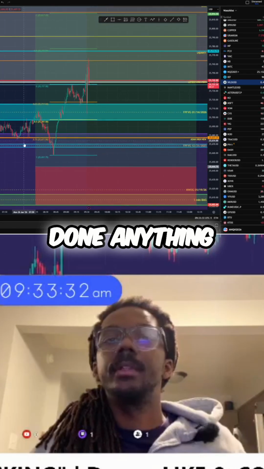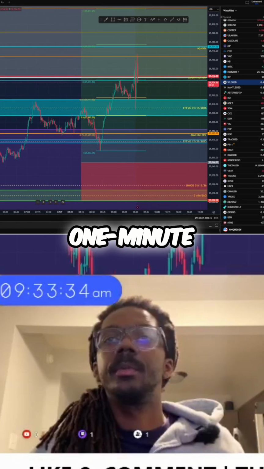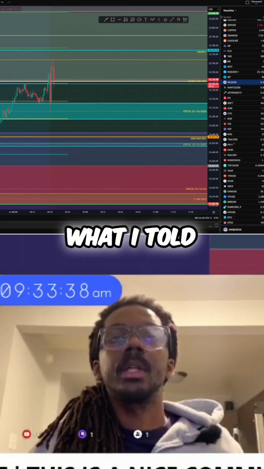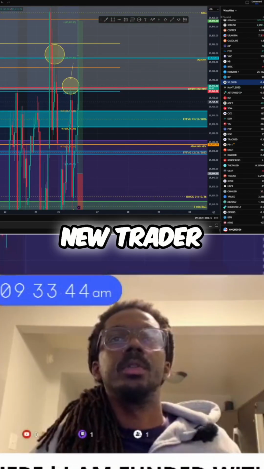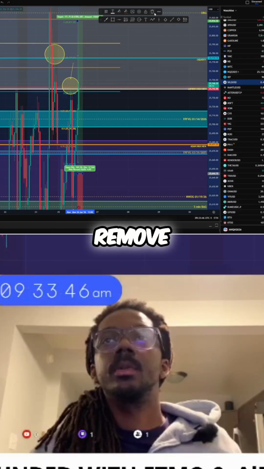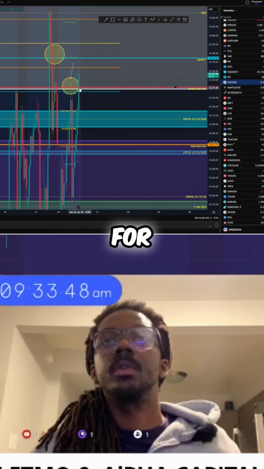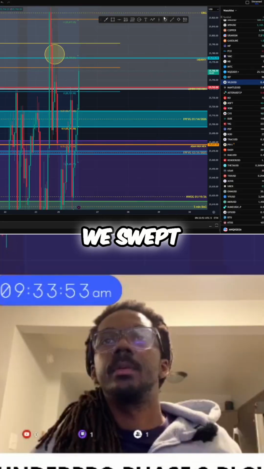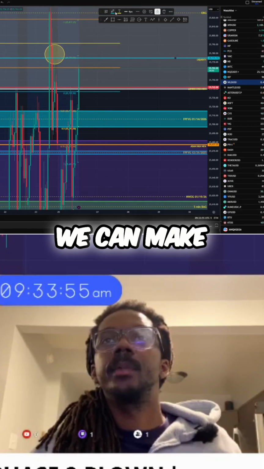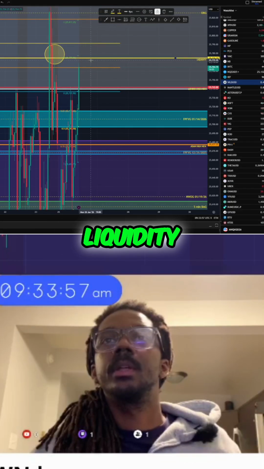So we still haven't done anything, right? But we're on the 1 minute time frame. Remember what I told y'all, what I'm looking for on the hourly chart? If you were a new trader, this is how you want to see this. I'm going to remove this green box off of my chart for a while. I'm going to remove this yellow bubble. We swept that liquidity. We can make this yellow because this is the liquidity we're looking for next.